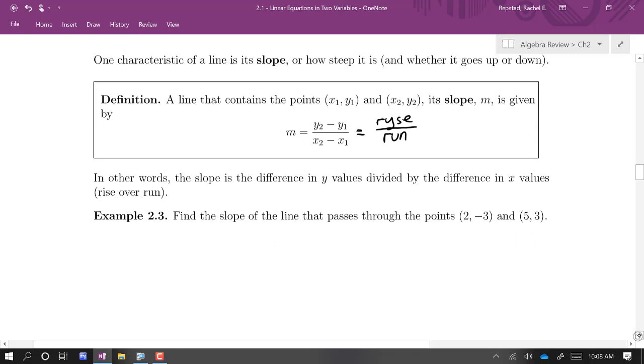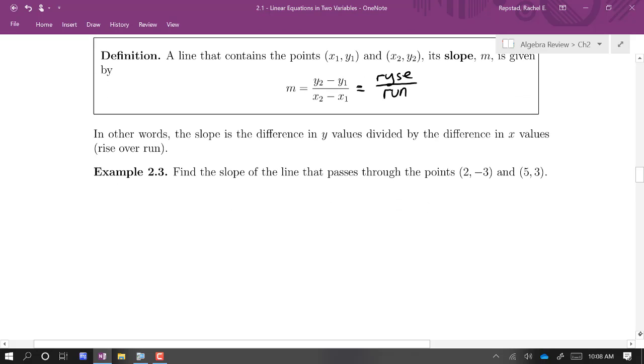So if I wanted to find the slope of the line that connects these 2 points, (2, -3) and (5, 3), well, I'm going to begin just by writing out the formula. I've got to call one of these points my (x1, y1), and the other point my (x2, y2). It makes no difference how you choose to label them, which one is your point 1 and which one is your point 2. Just make sure that you plug the coordinates correctly into your formula.